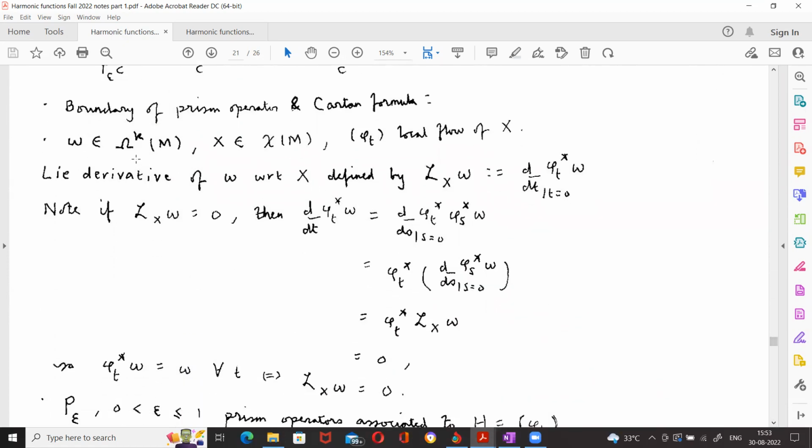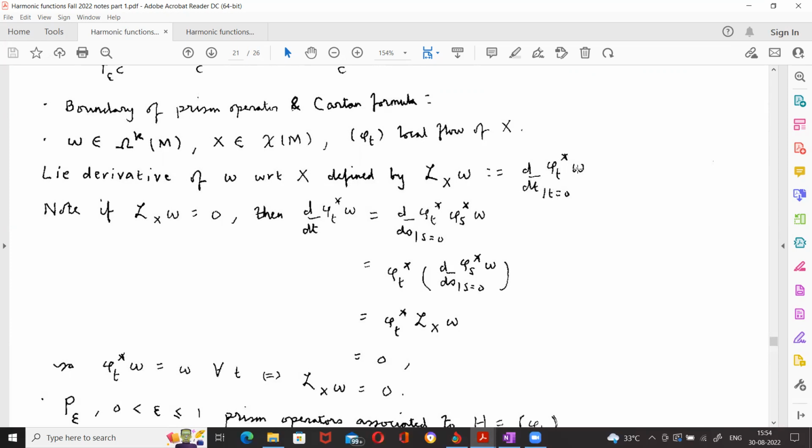So suppose omega is a k-form and X is a vector field on N, and phi_t is the flow of X. Then, like we defined the Lie derivative of a vector field with respect to another vector field, we can similarly define the Lie derivative of the form omega with respect to X. So this is again going to be a k-form. L_X omega is defined to be d/dt at t equals 0 of phi_t star omega. Omega is a k-form, so phi_t star omega is a k-form.